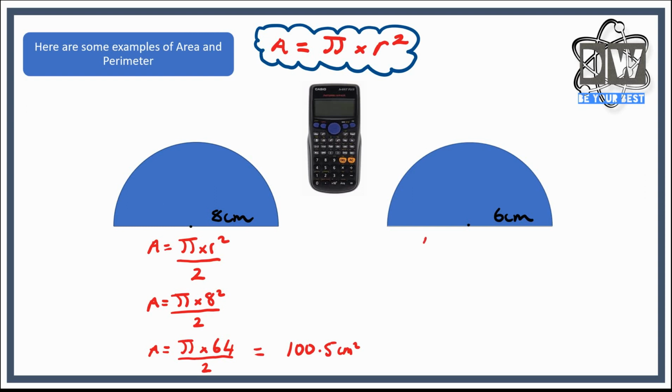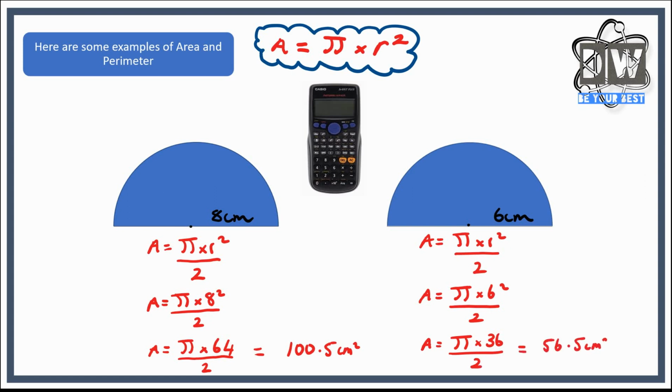Right, so here we go. First step, write out our formula and divide it by 2. So clearly done that. And then we're going to take away the radius or the r and put in 6. So we've got area equals pi times 6 squared divided by 2. 6 squared is 36, so we end up with area equals pi times 36 divided by 2. And then we put that all into our calculator, and we end up with 56.5 centimeters squared.